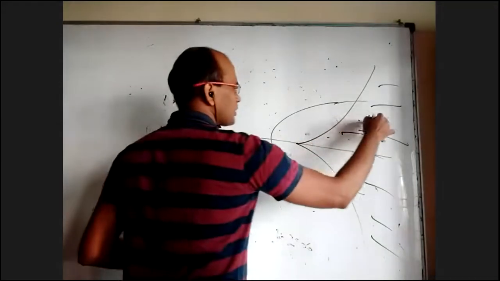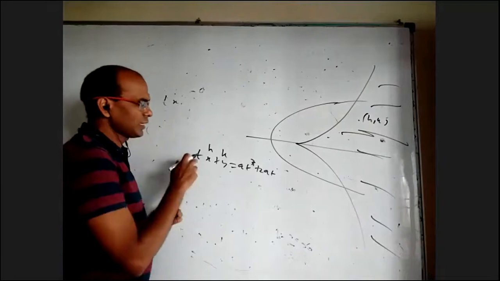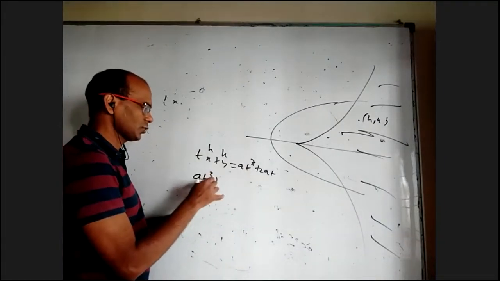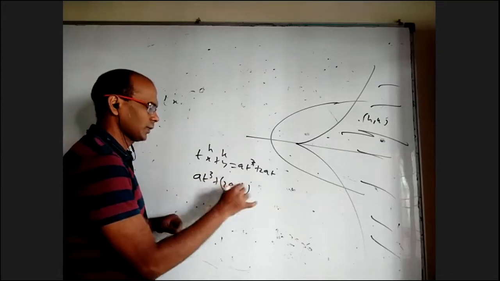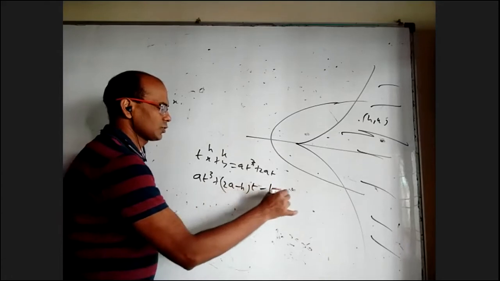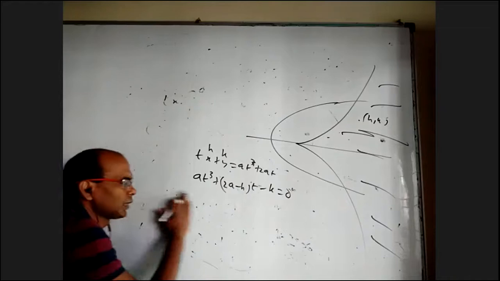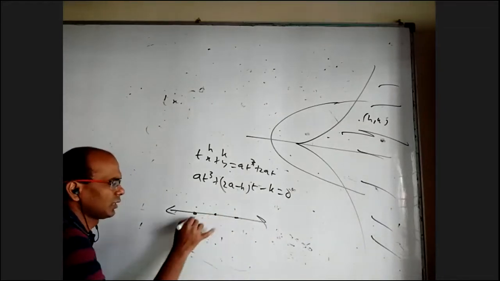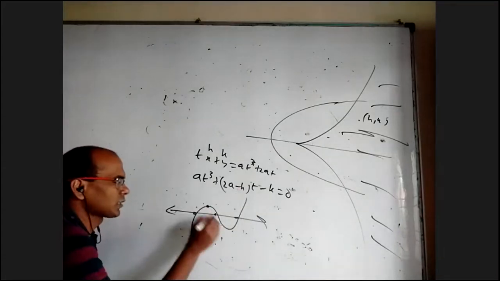Let us say that point is h comma k. So put h and k. What are the conditions that h and k should satisfy to have three solutions? First of all, I'll bring this side: at cube plus 2a minus h into t minus k equal to 0. How will you know whether a cubic equation has three roots or not? According to the theory of equations, if a cubic equation has three roots, its graph will be like this. You should have one local maxima, one local minima.